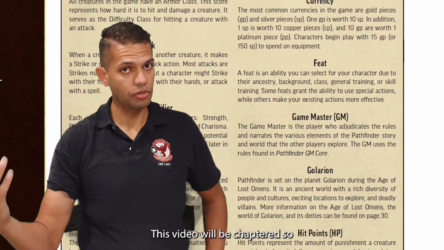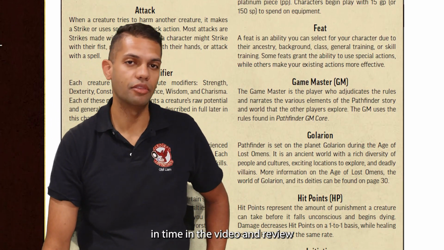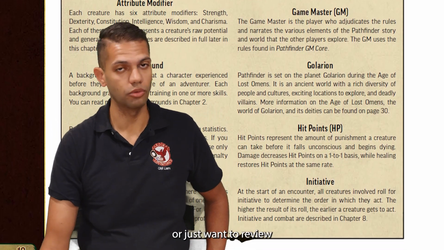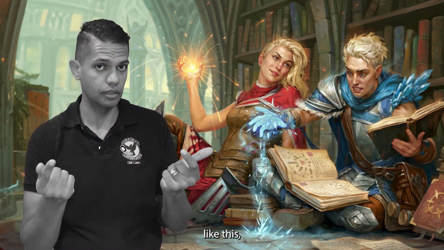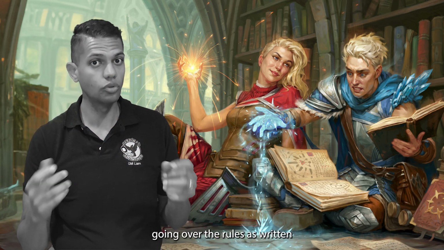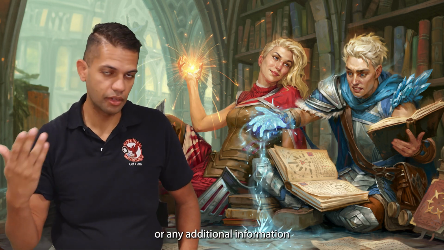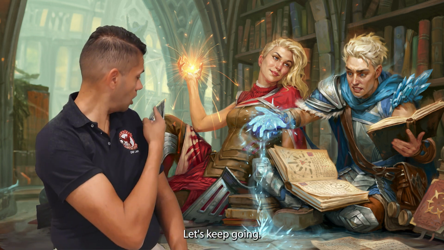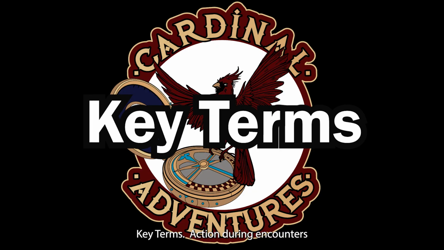This video will be chaptered so you can go back to any point in time in the video and review any key terms that you didn't get the first time or just want to review. During this next segment, whenever I turn black and white, like this, it means I'm going over the rules as written. Whenever I turn back in color, like this, it means I'm giving you my 2 cents or any additional information you may need. Ready? Let's keep going. Key terms.